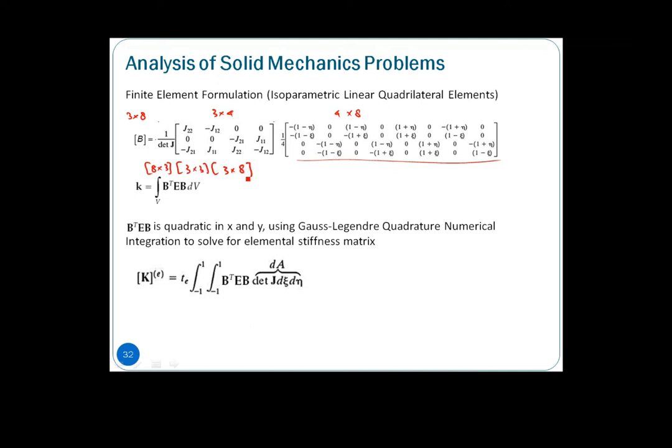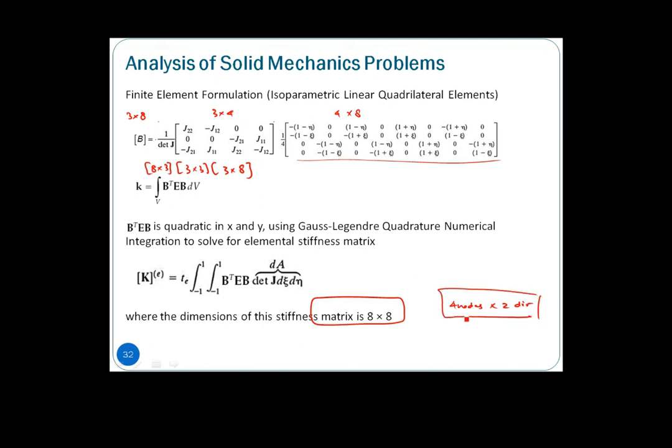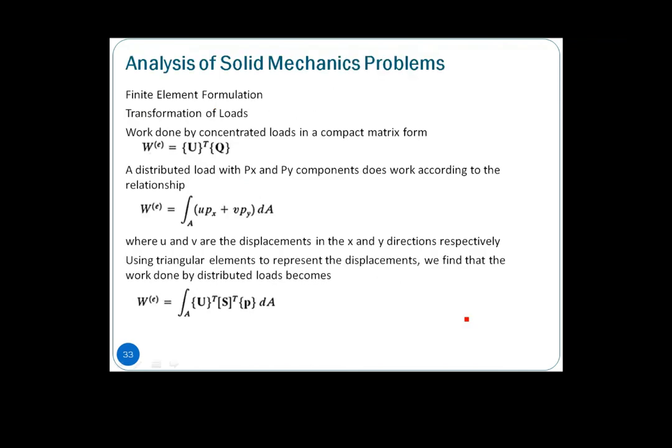Then our stiffness matrix here is referring to 8 times 8. Basically you have 4 nodes times 2 directions, or 2 degrees of freedom. So we have an 8 times 8 matrix in this case. All right, so that is how we derive our stiffness matrix in 2-dimensional elements.